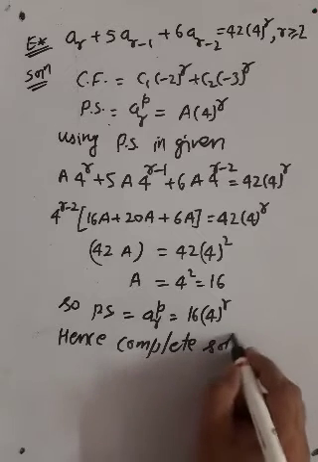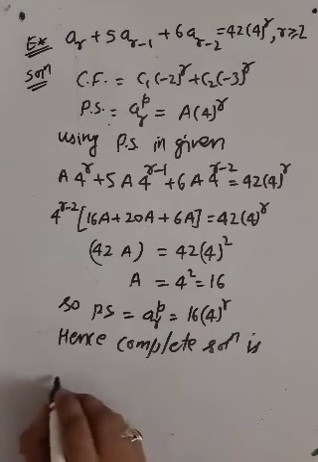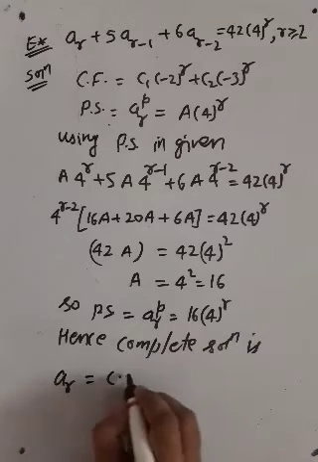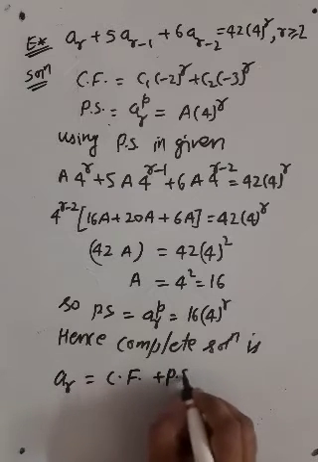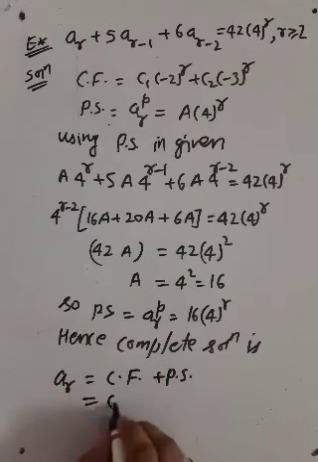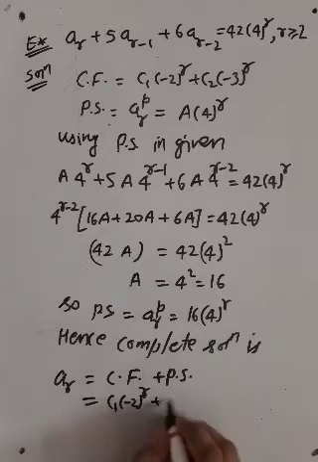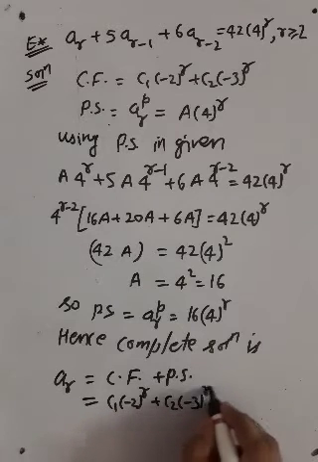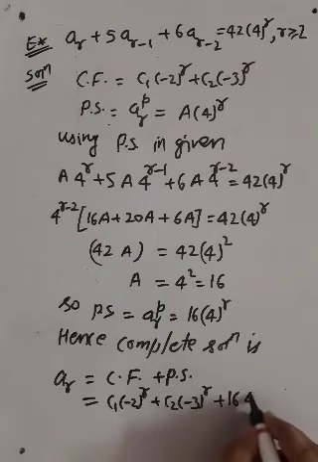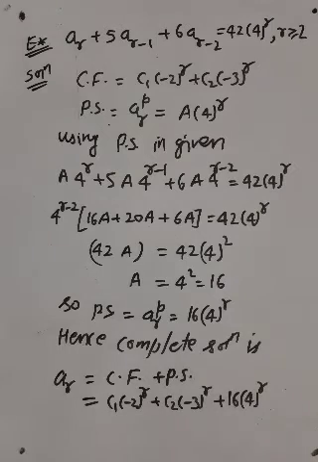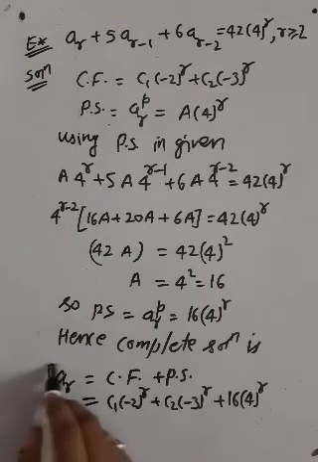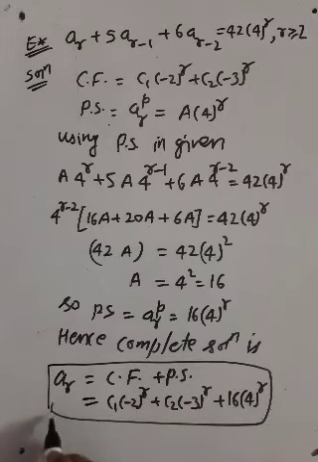Hence, the complete solution is AR is equal to CF plus PS, that is C1 minus 2 raised to R, C2 minus 3 raised to R plus 16 4 raised to R. If initial conditions are given in the question, then using these conditions we find C1 and C2. Otherwise, this is our answer.